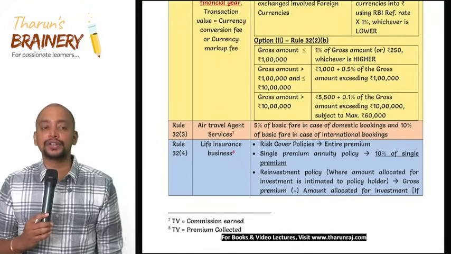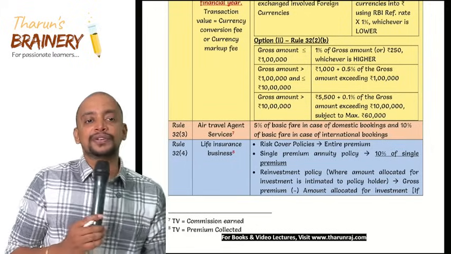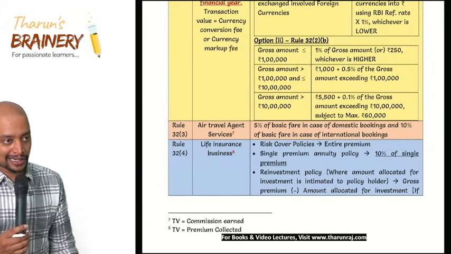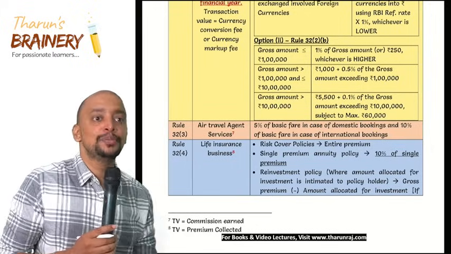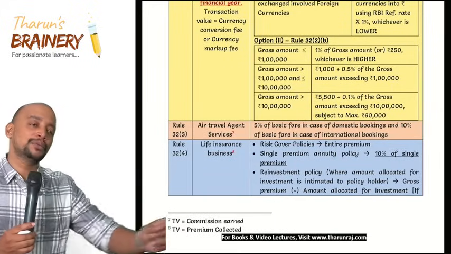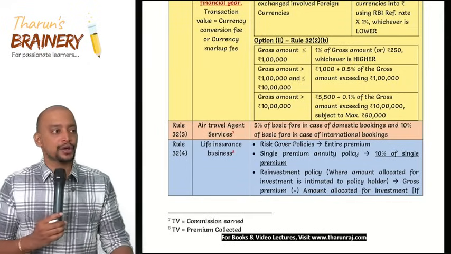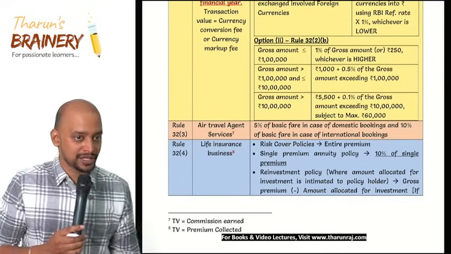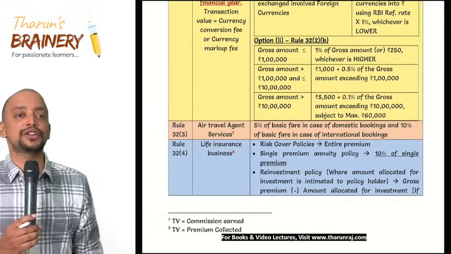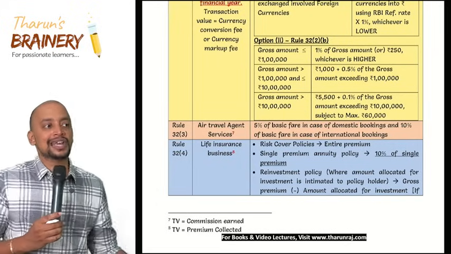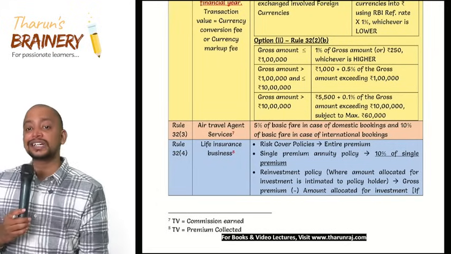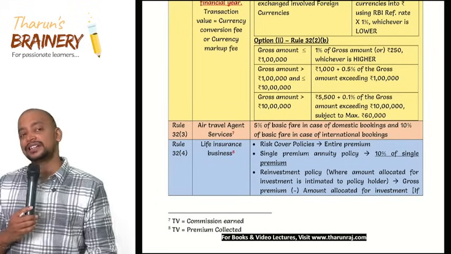Suppose the gross amount is 20,000, it is in the first slab. 20,000 into 1% will be 200. 200 or 250, whichever is higher, will be 250. Suppose the gross amount is exactly 1 lakh, 1 lakh into 1% will be 1000. So 1000 or 250, whichever is higher, will be 1000. The moment you go into the second slab, the minimum amount is 1000. The second slab is applicable when the gross amount exceeds 1 lakh but does not exceed 10 lakhs.